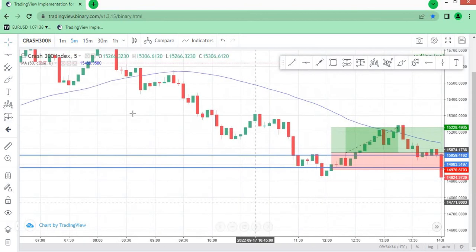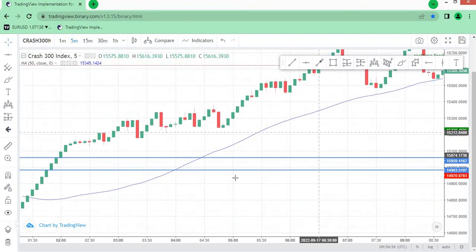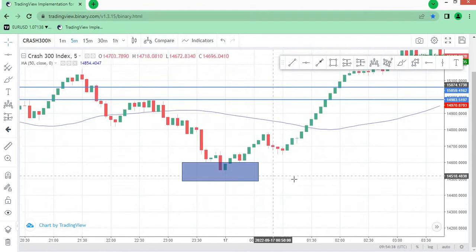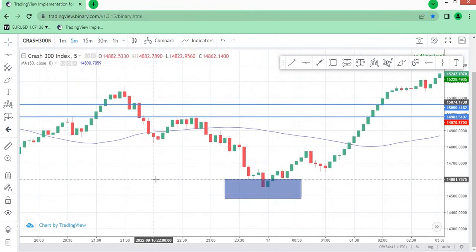Now let me show you guys another setup. You can use this pattern to trade on all crash. Maybe I will be making another video on how you can use this pattern to trade on boom, guys. Now this is a pattern, but it's also a strategy you can use to trade on boom and crash, guys.